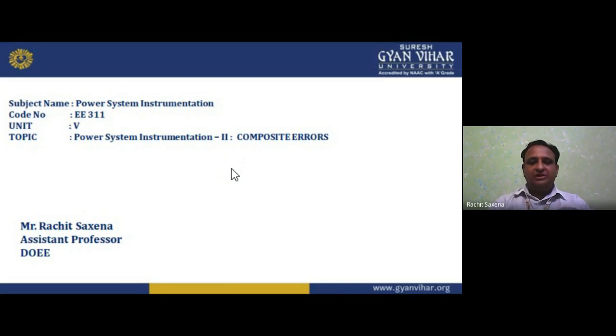Power system instrumentation is an important subject of power system, and we use measuring instruments. Which type of measuring instrument can we use for the measurement of electrical quantities in a power system? We are at unit number 5, and the subject code as per our SGV curriculum is WE311, and the topic which we are going to cover is composite error.